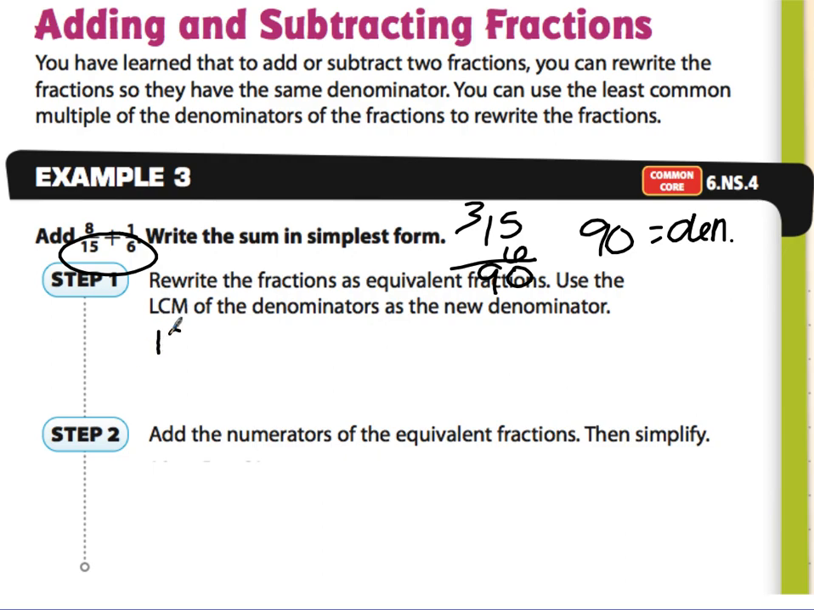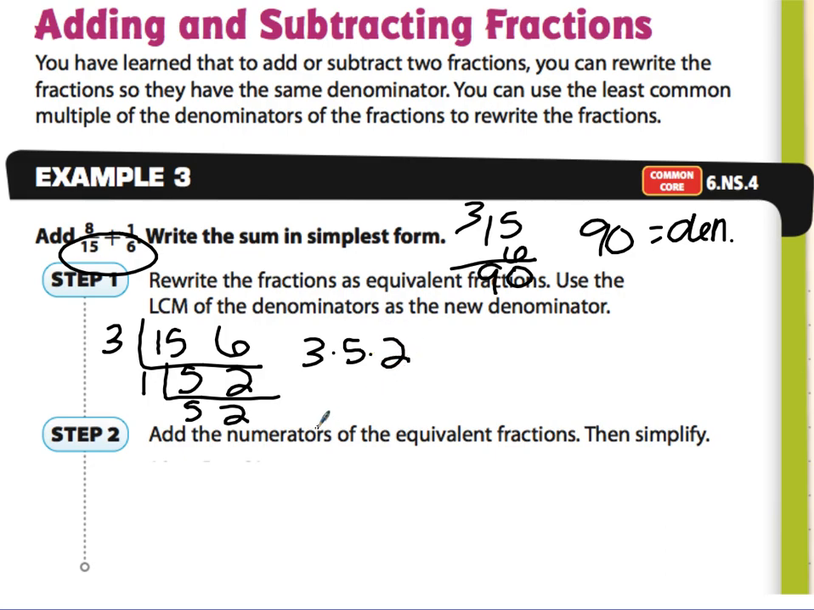So I have 15 and 6. Both of them are divisible by 3. Here I get 5 and 2. Both are divisible by 1. So if I do 3 times 5 times 2, I can ignore the 1, I get 15 times 2 is 30. So the LCM of 15 and 6 is 30. So instead of using this big 90, I'm going to use 30 instead.